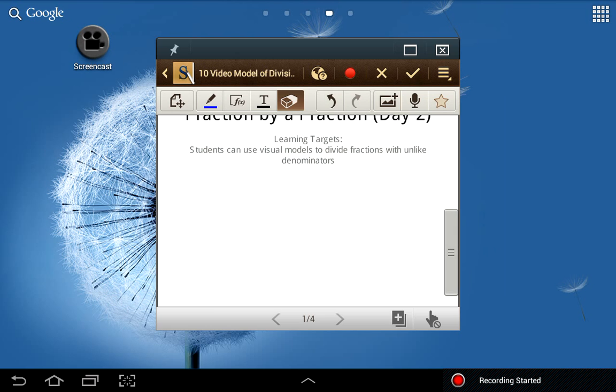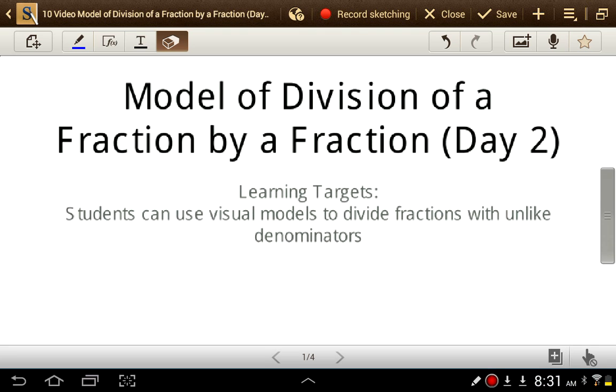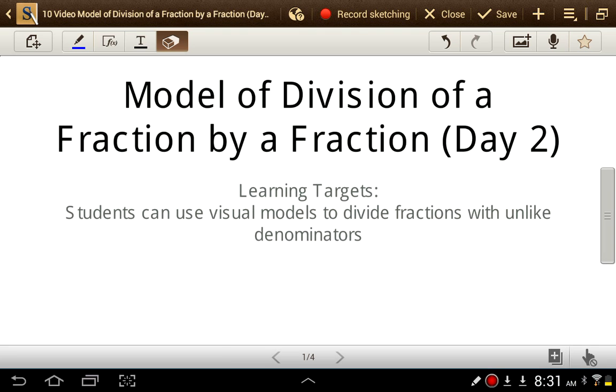Alright, here we go with our next video, day 2 of modeling of division of a fraction by a fraction. Today's learning target is students can use visual models to divide fractions with unlike denominators. So yesterday we worked on fractions with like denominators. Today we are working on fractions with unlike denominators. That is our goal by the end. Okay, we'll do some reviewing here also.